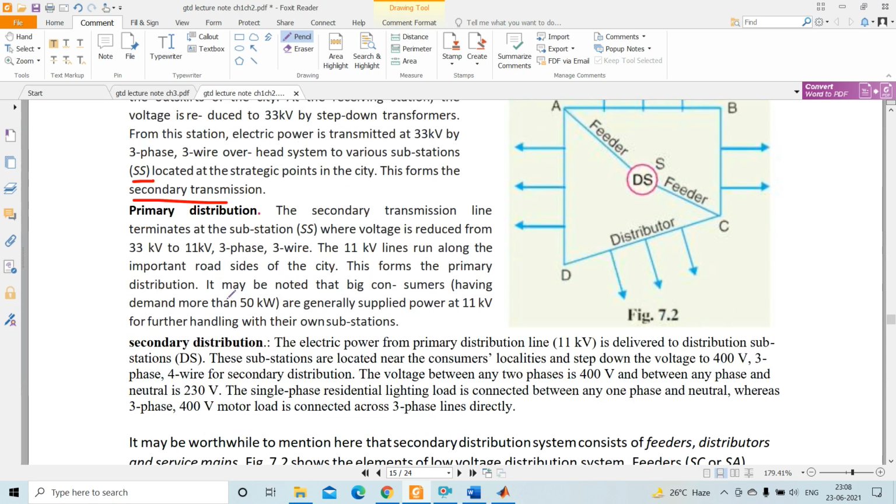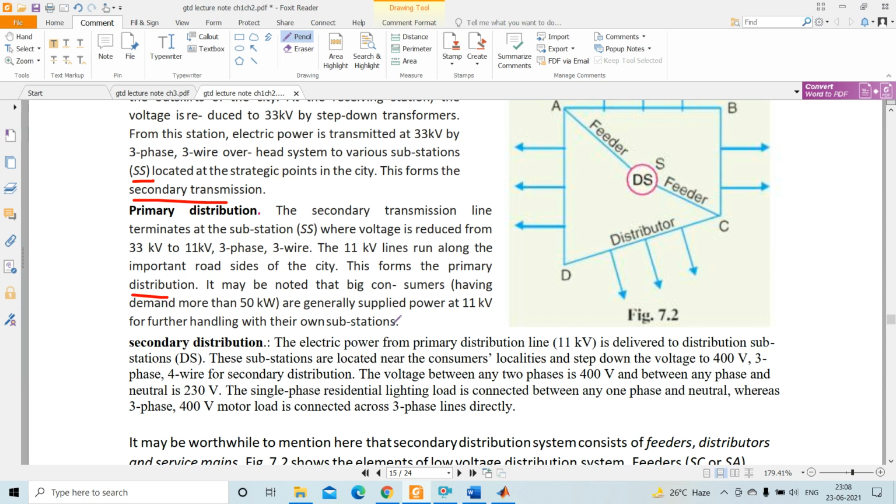Then the next one is the primary distribution. The secondary transmission line terminates at the substation, where voltage is reduced from 33 kV to 11 kV, three-phase, three-wire. The 11 kV lines run along the important roadsides of the city. This forms the primary distribution. It may be noted that big consumers having demand of more than 50 kilowatt are generally supplied power at 11 kV for further handling with their own substations.